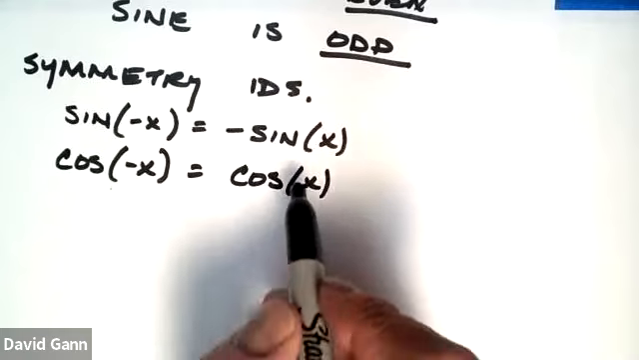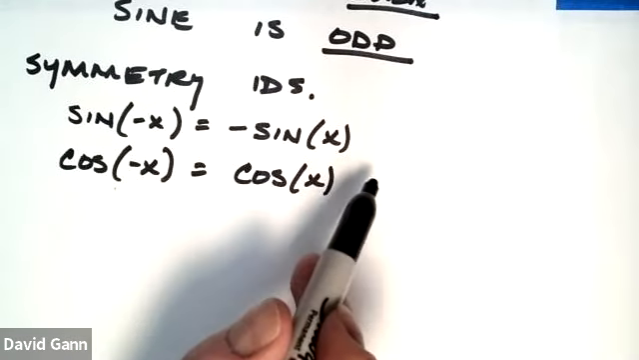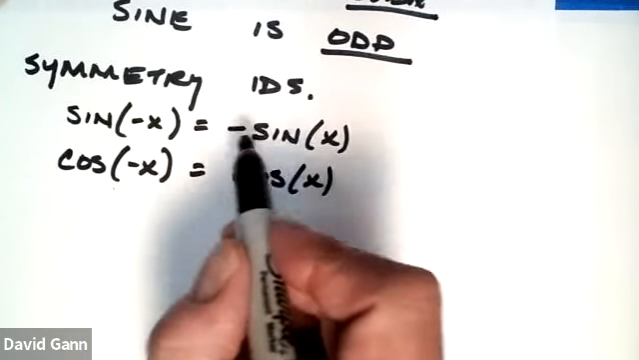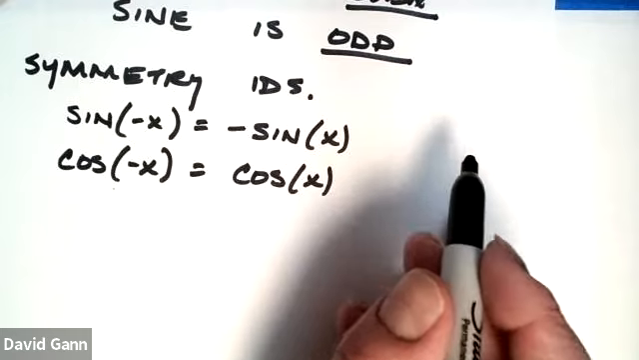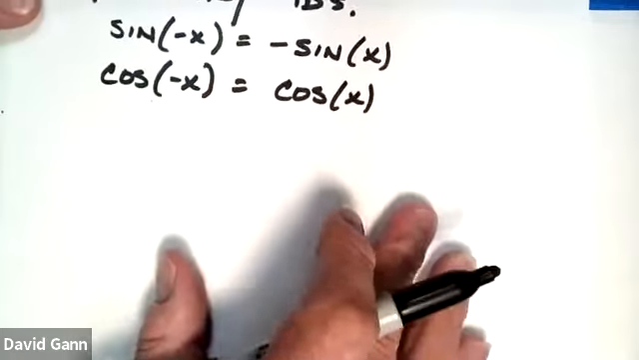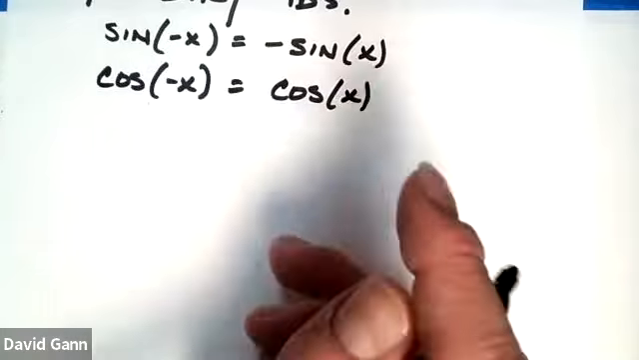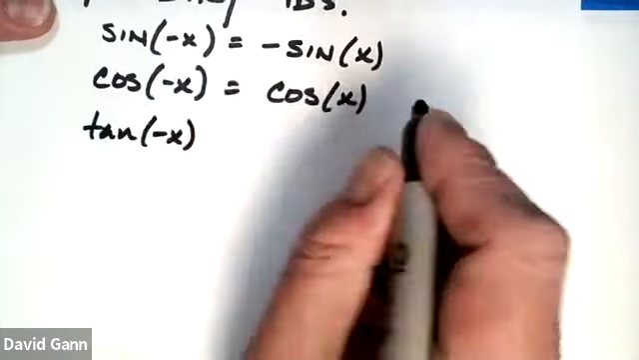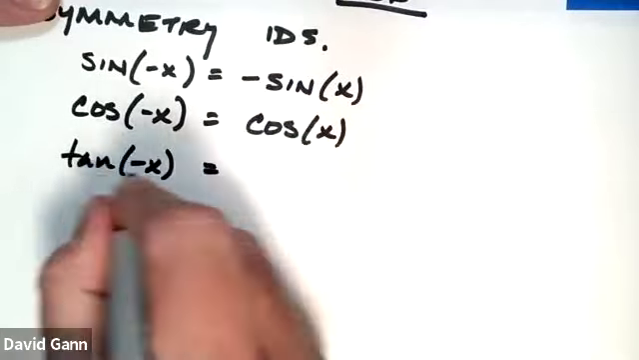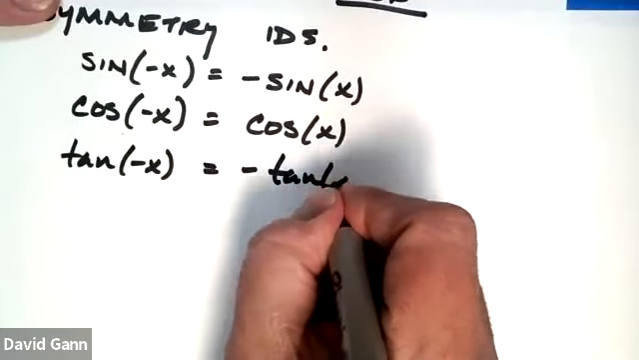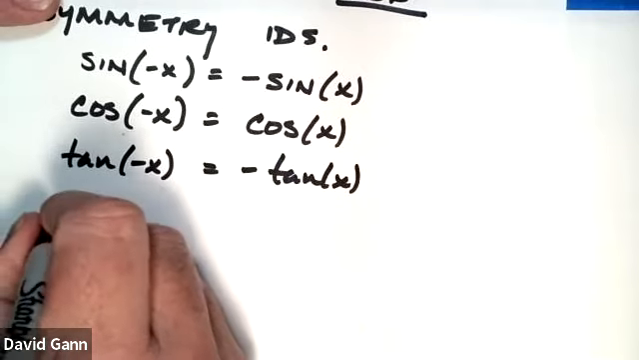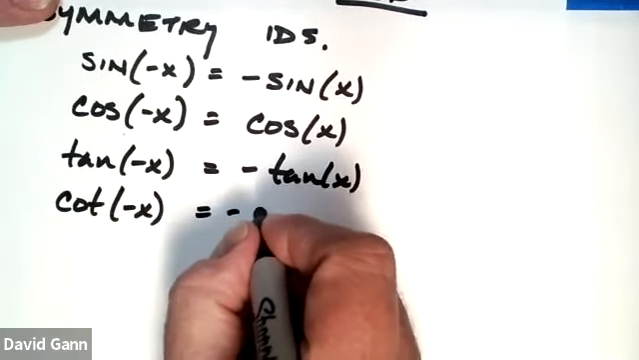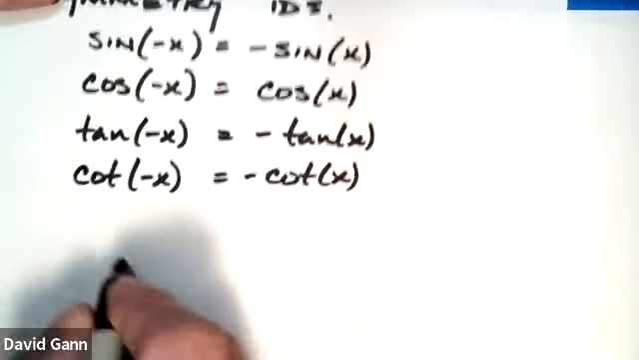And the symmetry of a function is the same as the symmetry of its reciprocal function as well. So it turns out that because sine is odd, cosecant is also odd. But for completeness, I'll go ahead and write these out. So tangent, it turns out, is also odd. And so tangent of negative x is equal to negative tangent of x. Its reciprocal function, cotangent, has the same characteristics. So cotangent of negative x is equal to negative cotangent of x.